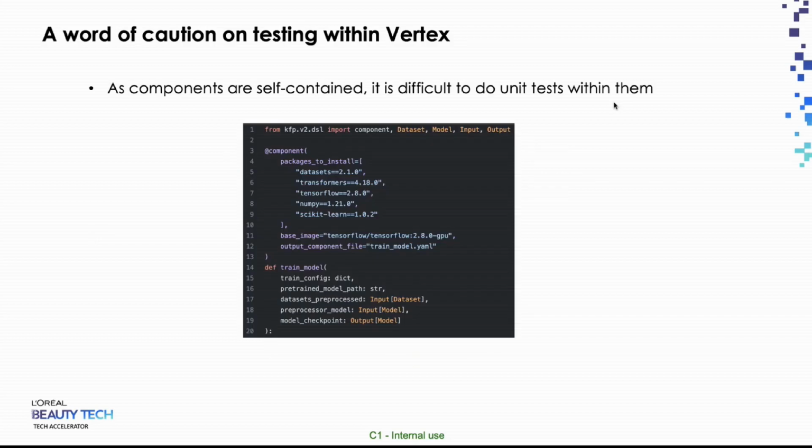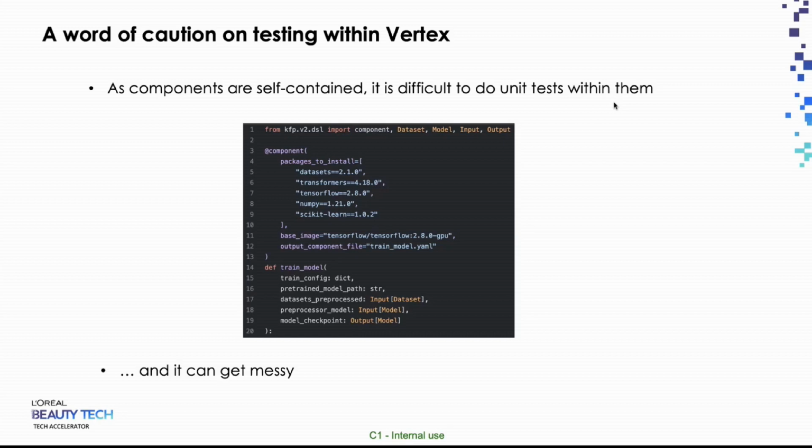A word of caution on Vertex and the way it works right now. The components, the steps, are self-contained. So anything you need in there needs to be defined within this train model function. You'll say what packages you need to use. And then if you want to specify a different function that will be used, it will be kind of nested definitions. It can explode in terms of complexity. It's also really hard to do unit tests in this way.